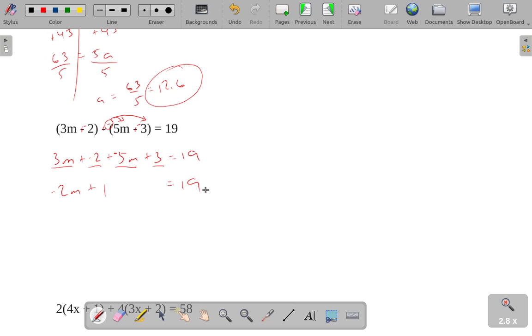Alright, so I've simplified as far as I can go. Now I need to unwrap the m by subtracting 1 first. Get negative 2m equals 18. Divide both sides by negative 2. We get m equals negative 9.